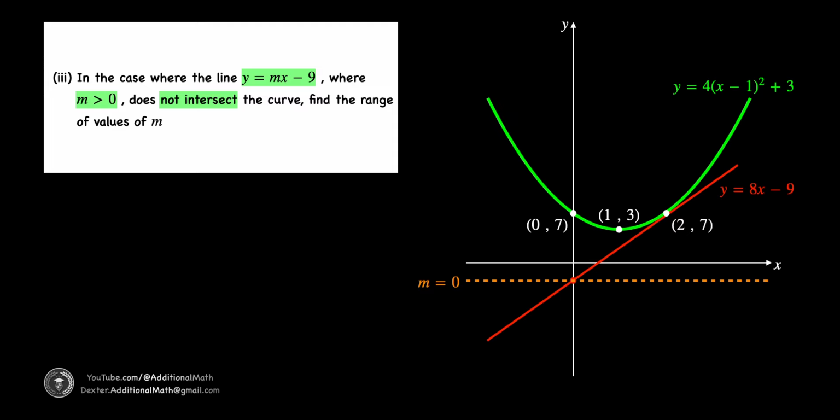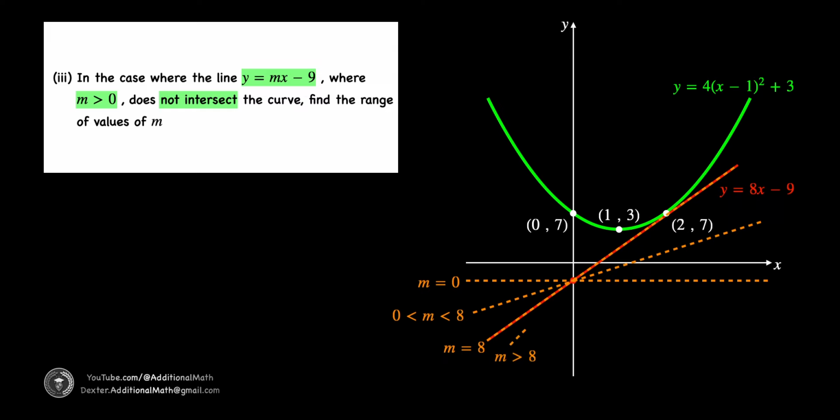However, the question indicates that m must be greater than 0. As the gradient increases, in the range between 0 to 8, the slope of the straight line is steeper. However, there is still no intersection with the quadratic curve. When the gradient m is equal to 8, it will be the same tangent line found in part 2, y equals 8x minus 9. Here, we can tell that the linear equation cuts the curve at exactly one point, as given earlier.